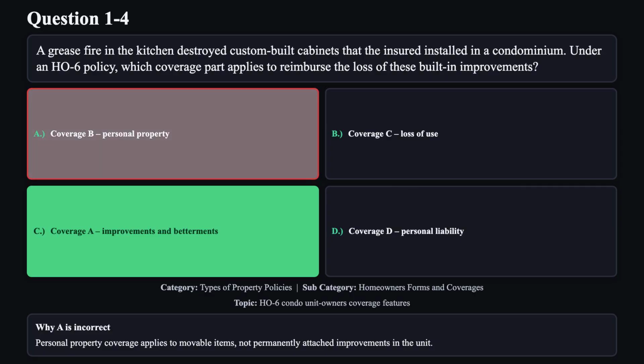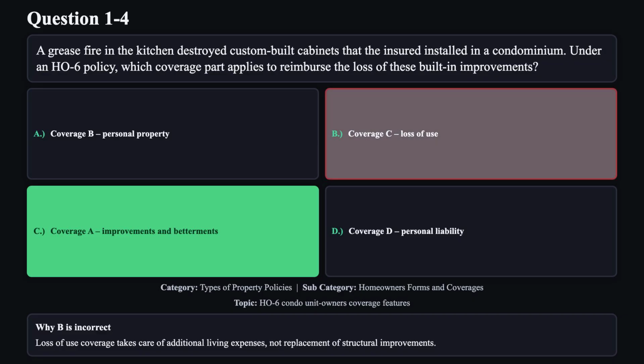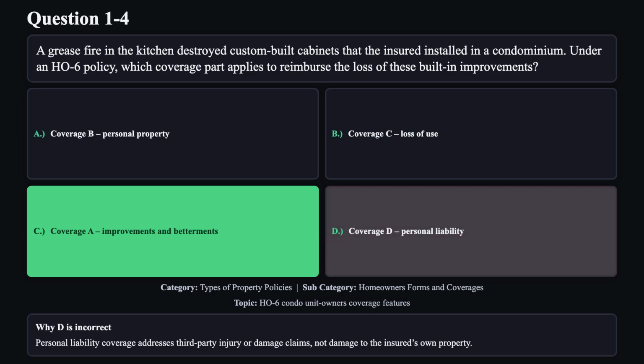Reason A is not correct. Personal property coverage applies to movable items, not permanently attached improvements in the unit. Reason B is not correct. Loss of use coverage takes care of additional living expenses, not replacement of structural improvements. Reason D is not correct. Personal liability coverage addresses third-party injury or damage claims, not damage to the insured's own property.